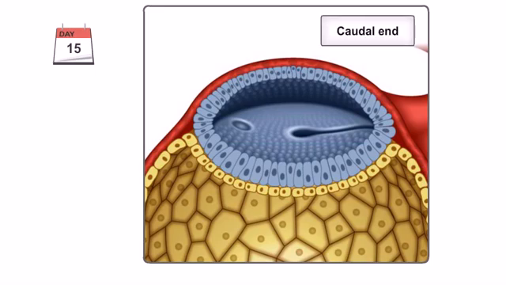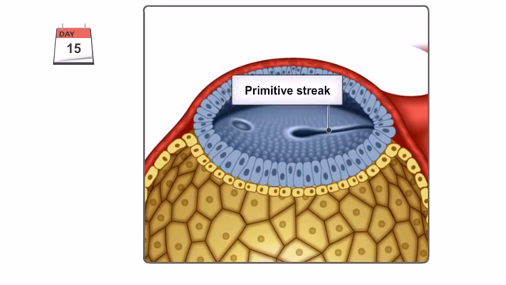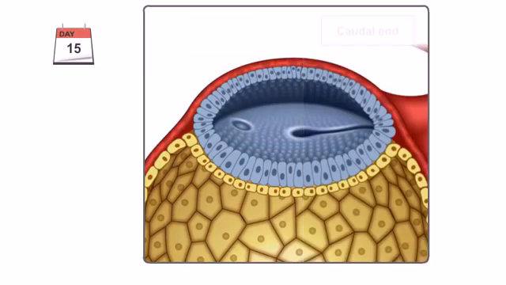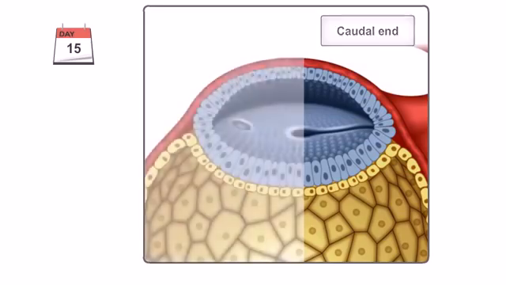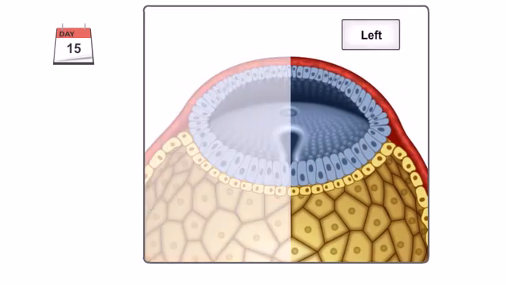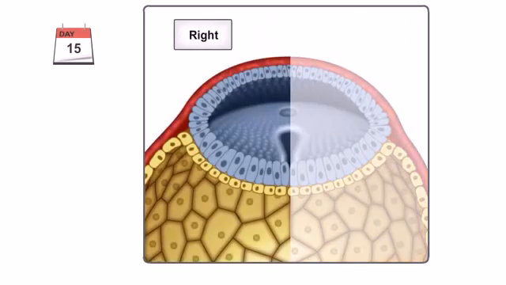caudal end of the bilaminar embryonic disc. This is called the primitive streak. At this stage, the formation of the primitive streak defines the major body axes of the embryo, including the cranial end towards the head and caudal ends towards the tail, as well as the left and right sides of the embryo.